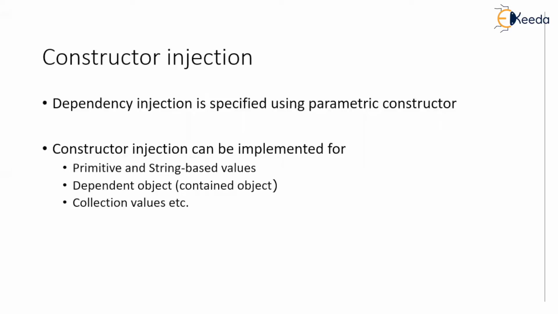Constructor injection can be specified for primitives or string-based values, other dependent objects, and also for collection values. So let's understand how this dependency injection is specified using a constructor.